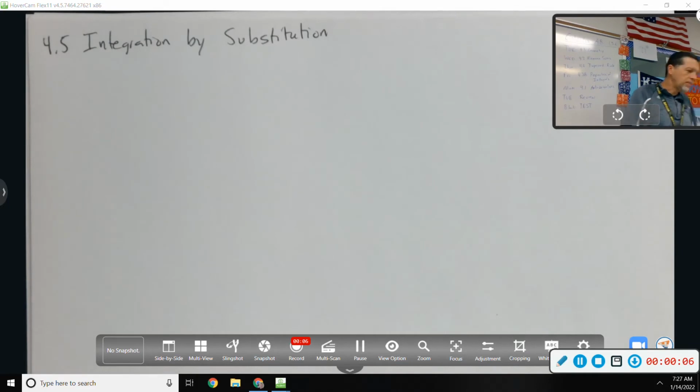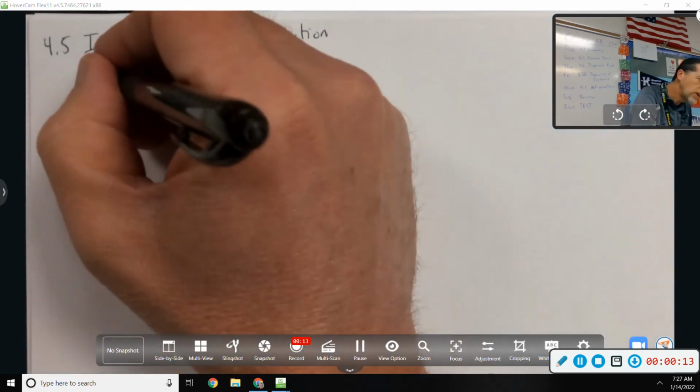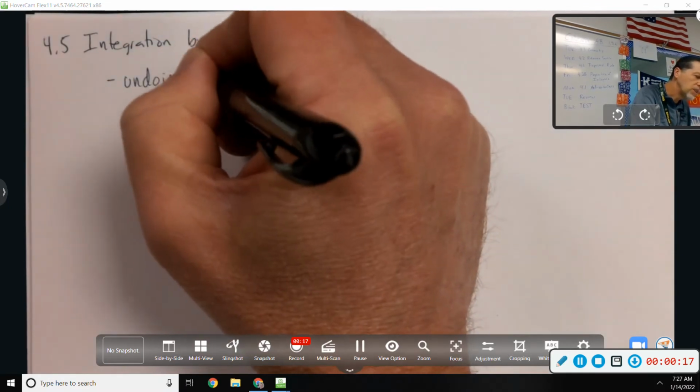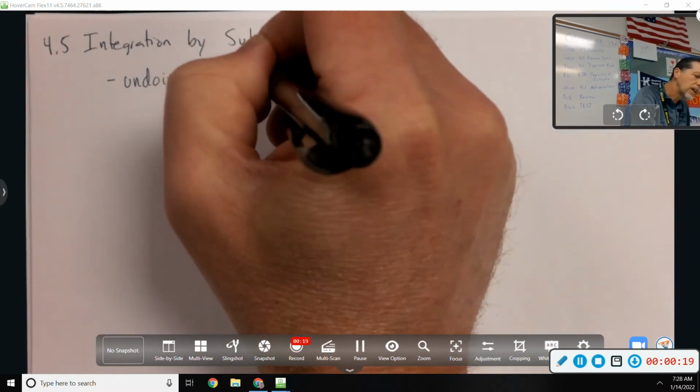All right. Integration by substitution. This is how we will do, or undoing the chain rule is basically what we're going to do today.